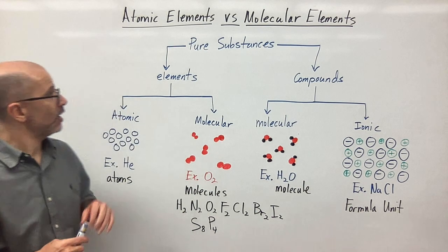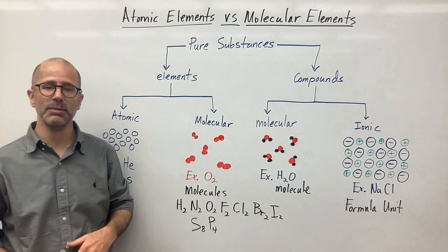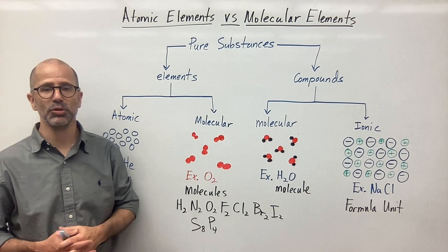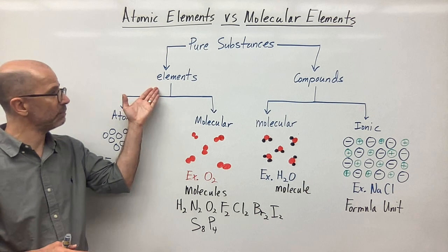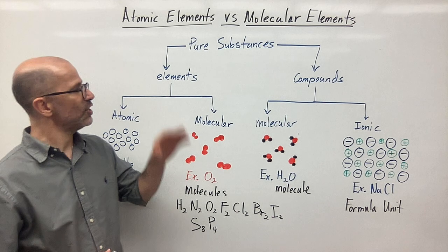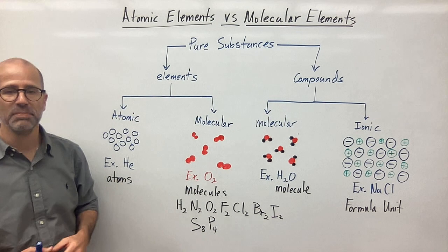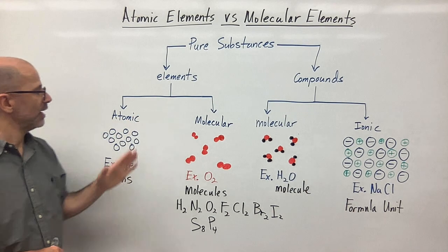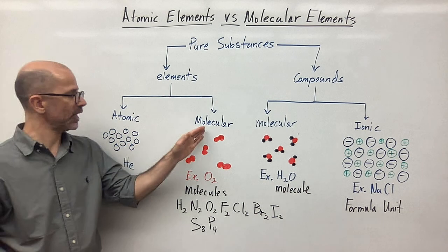And so, again, just remind ourselves that when we divide up pure substances, we're dividing it up based upon the question of whether or not it can be broken down into simpler substances. If it can be broken down into simpler substances, then you have a compound. And if it can't, then you have an element. But then we can divide these up further. So here, if it's an element, then we can divide it up into atomic elements versus molecular elements.